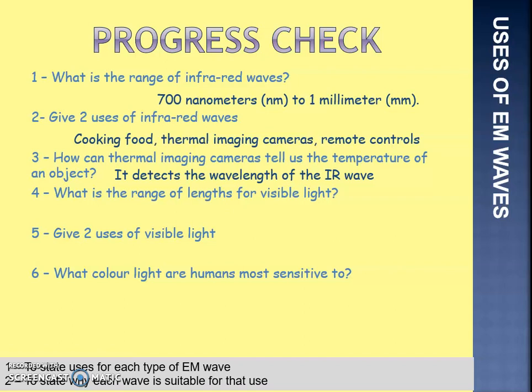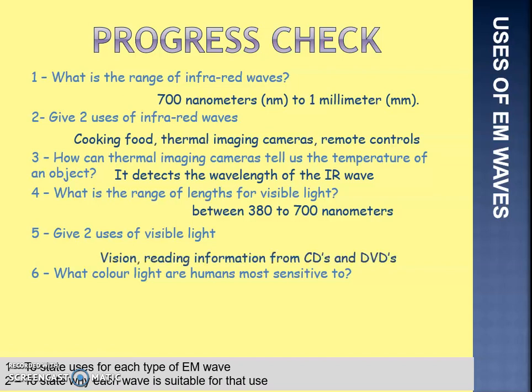What's the range of length for visible light? Well, that's between 380 and 700 nanometers, a really narrow band. 2 uses of visible light would be vision and reading information from CDs and DVDs. What colour light are humans most sensitive to? We're most sensitive to green light.